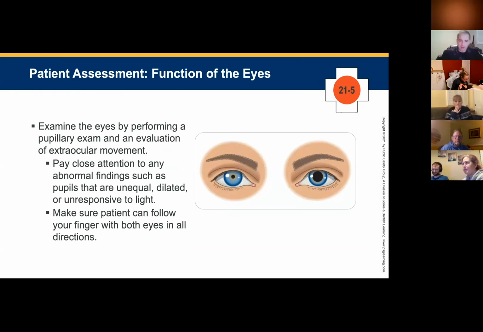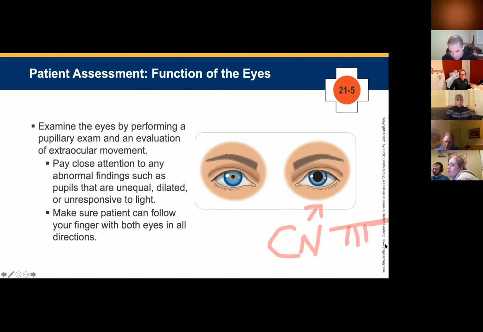This is an example of a patient that has a blown pupil, where we have a normal pupil on one side and on the other side the pupil is incredibly large, right? And this would indicate that we have pressure on cranial nerve 3. So this would indicate that we have some kind of bleed. So we want to make sure we are assessing the pupils.